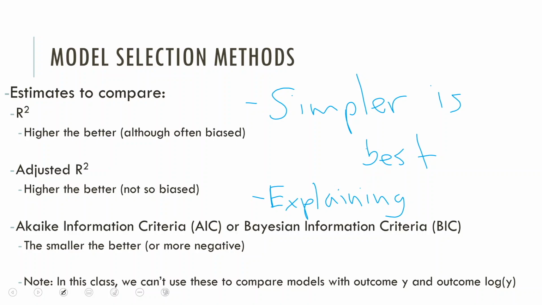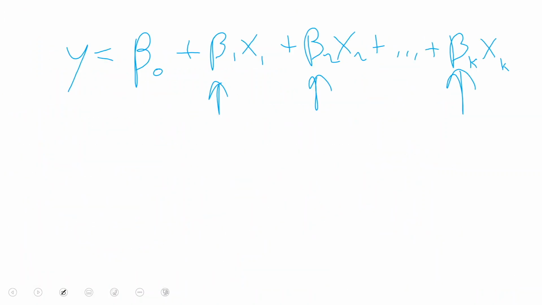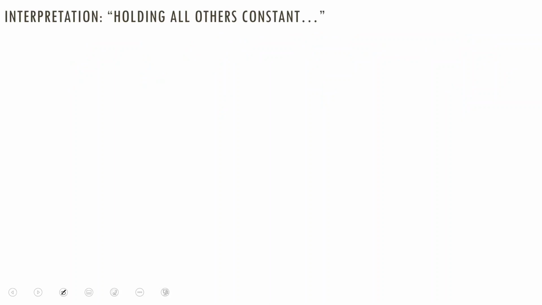We have the same interpretation, right? Some unit increase in X affects Y by some slope, by some beta 1 or beta 2 or whatever, but we have to hold all of the others constant. We saw here, holding all others constant, X1 affects Y in some way, or X2 affects Y in some way. And that's usually the slope coefficient that we're looking at.